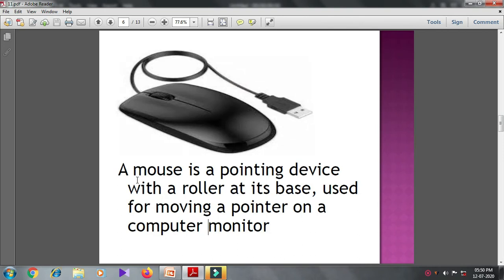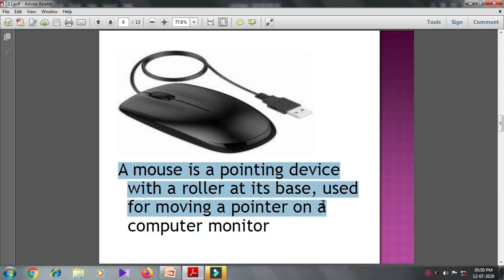Mouse. A mouse is a pointing device with a roller at its base, used for moving a pointer on a computer monitor. When a user moves a mouse across a flat surface, the pointer moves in the direction of the mouse movement.